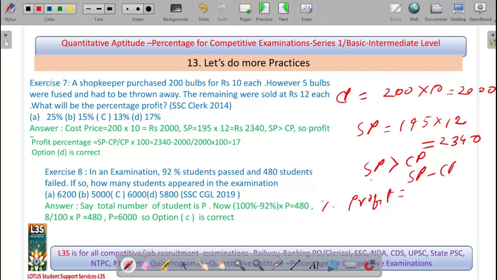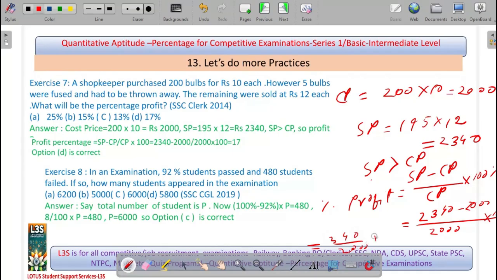Percentage profit is SP minus CP by CP into 100%. So 2340 minus 2000 by 2000 into 100%. So it will be 340 by 2000 into 100%, and if you simplify, you will get 17. And 17% is option D.